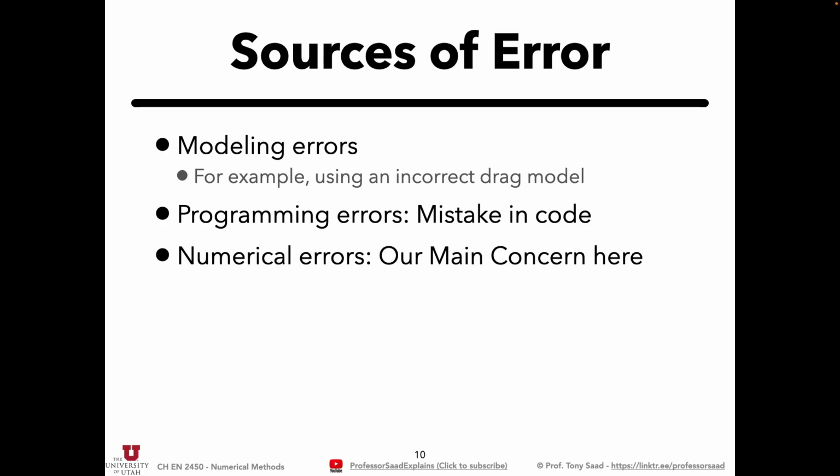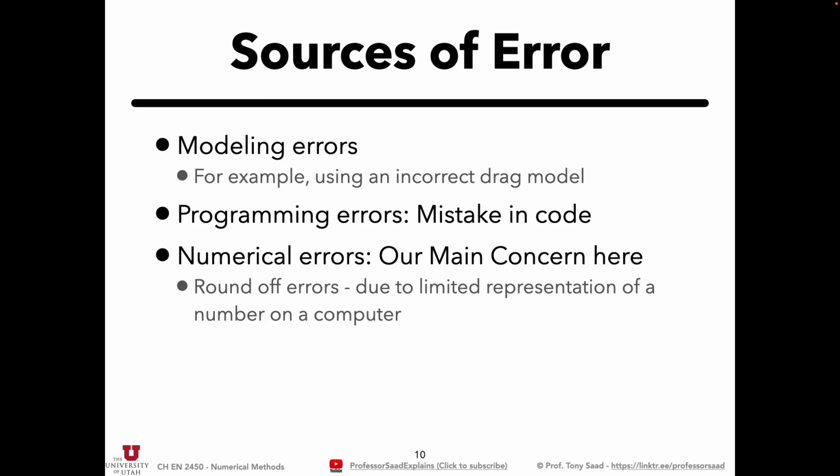Numerical errors, which are our main concern here, are strictly restricted to errors emanating from numerical methods themselves. There are two types. Round-off errors, because we have a limited representation of numbers on computers. That is exactly what happened in the Ariane 5 rocket. The conversion from one number to another led to chopping of some of the significant figures, and that difference is called round-off error. You're just rounding the number. We'll talk about that in more detail later.